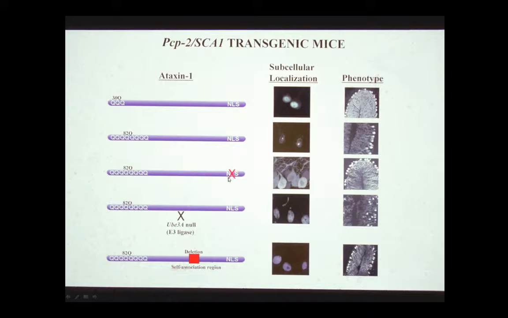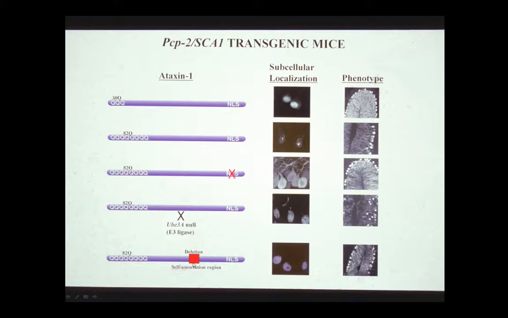There was an MD PhD student in Harry's lab named Ivan Clement who mutated the nuclear localization sequence. So they overexpressed the protein in Purkinje cells, but it wasn't able to get into the nucleus. So you see there's a lot of cytoplasmic protein, and the animals did not get disease. So the protein has to get into the nucleus in order to cause disease.